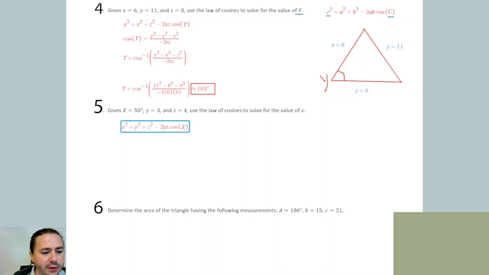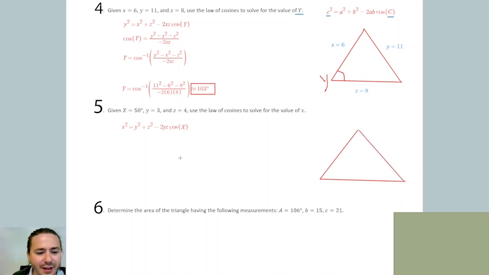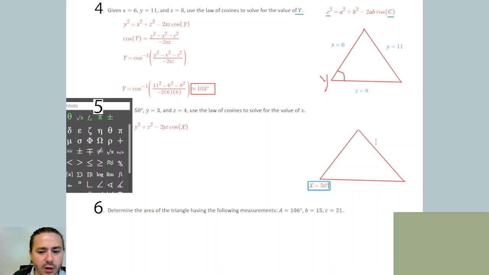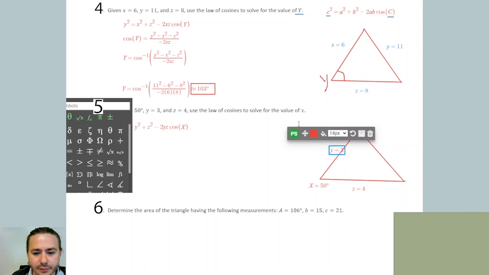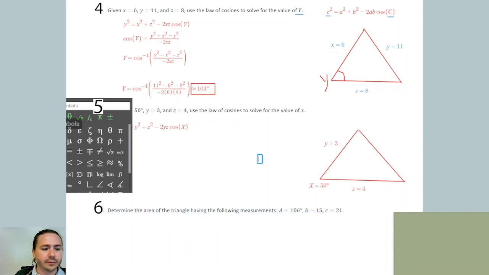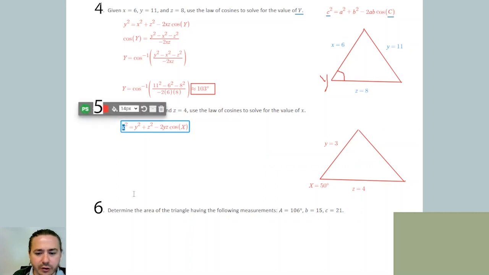Just to get an idea of what this triangle looks like, let's try that one again. There we go. We know x is 50 degrees, so we'll call this one 50. And we know y is 3, so we'll call this side y, and this side z. Looks like we've got a side-angle-side scenario brewing here. So we're trying to solve for this side x.